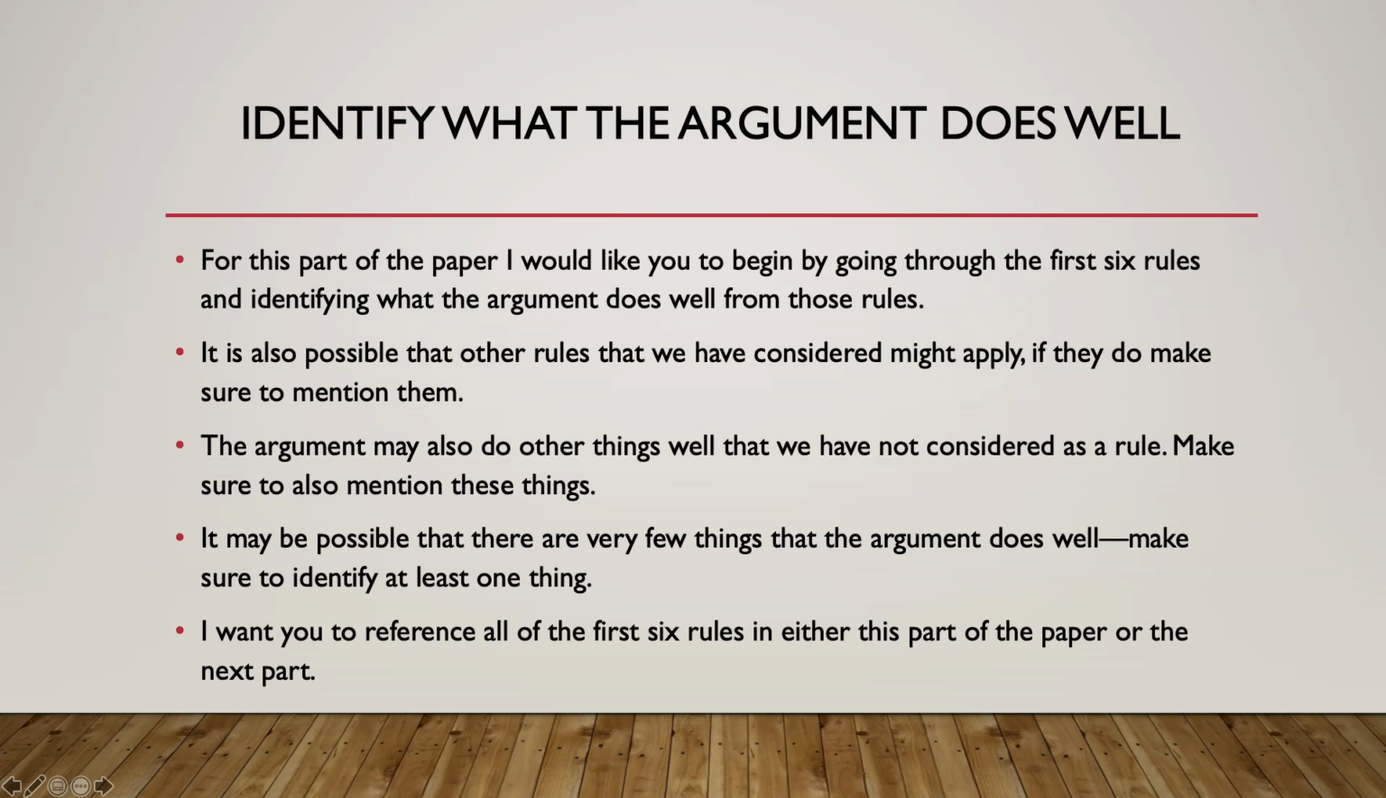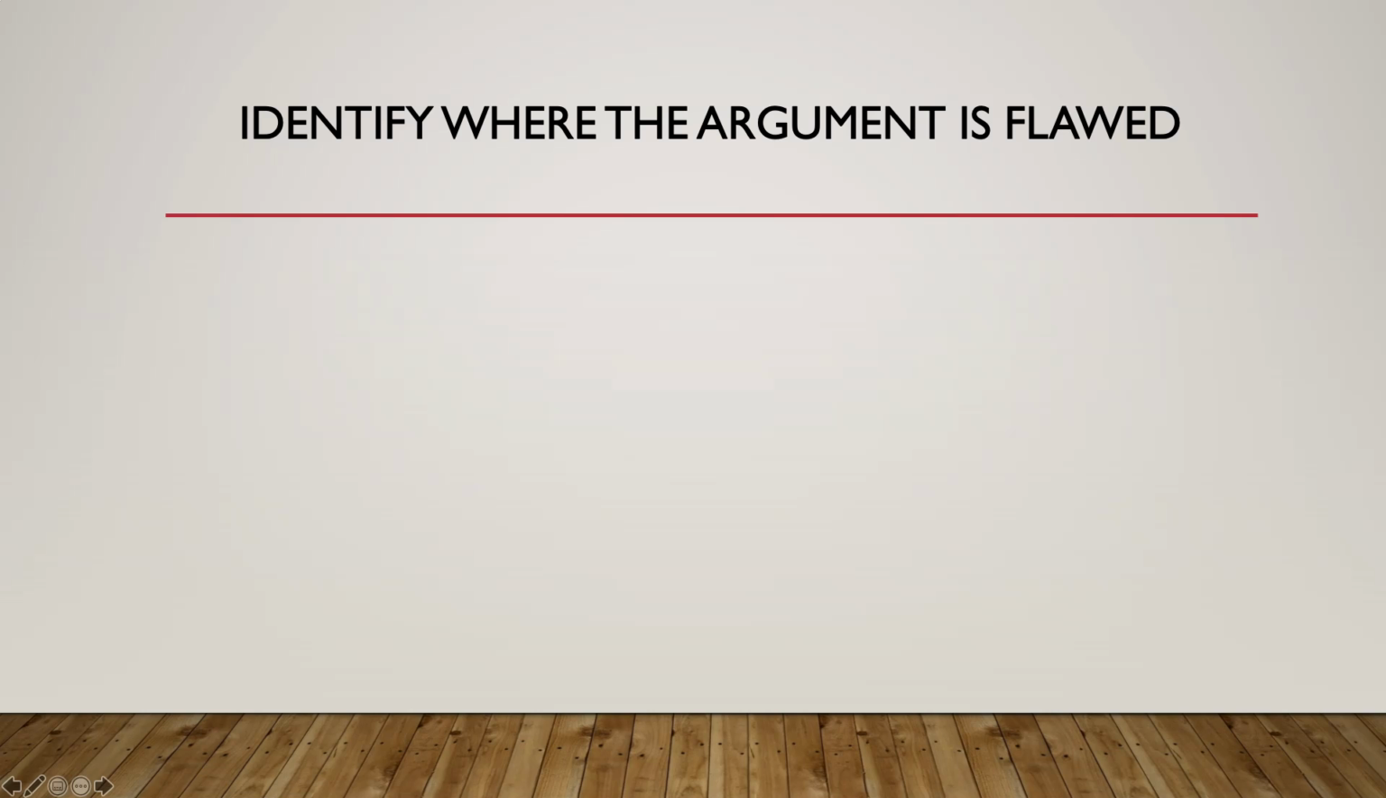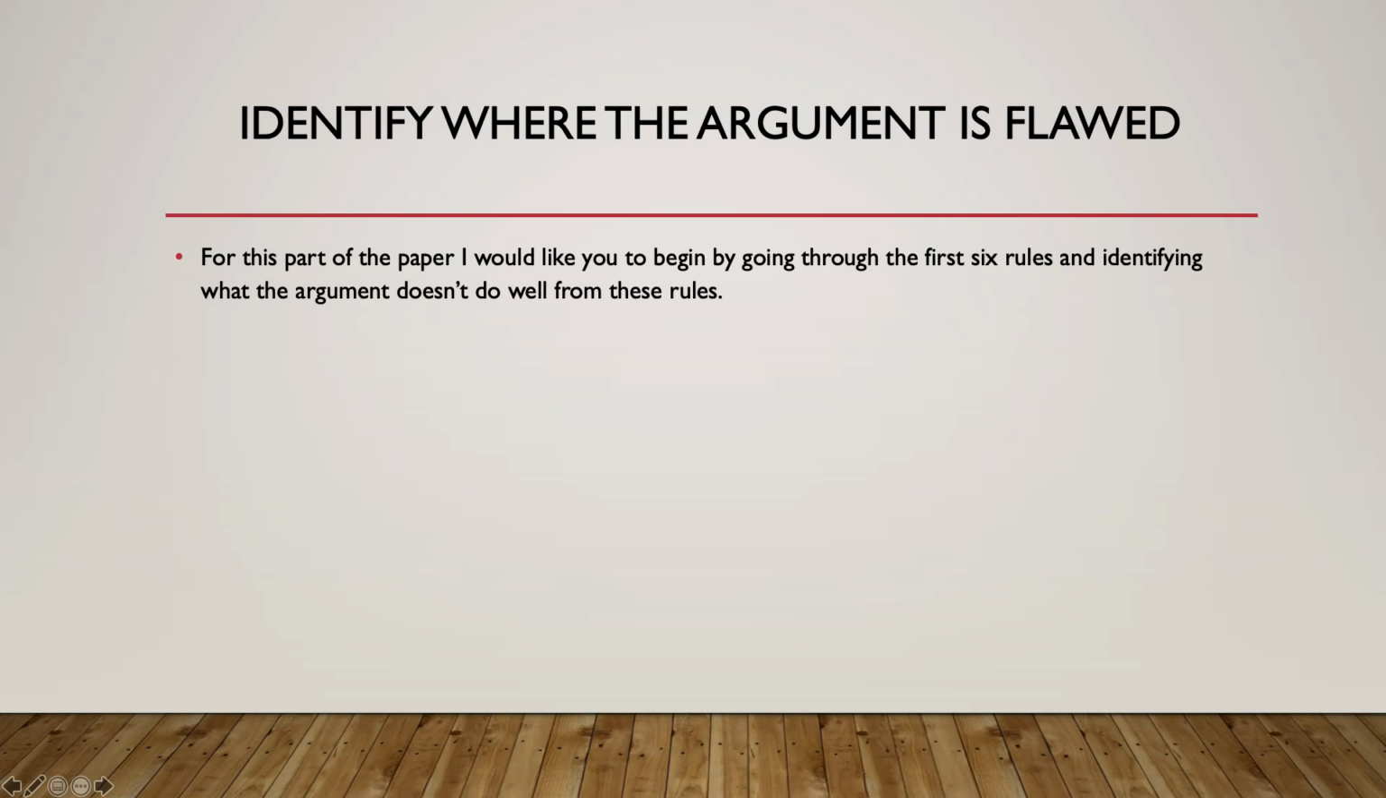And I want you to reference all of the first 6 rules in either this part of the paper, which is what the argument does well, or the next part, which is about what the argument does poorly. Okay, so the next part, identify where the argument is flawed.